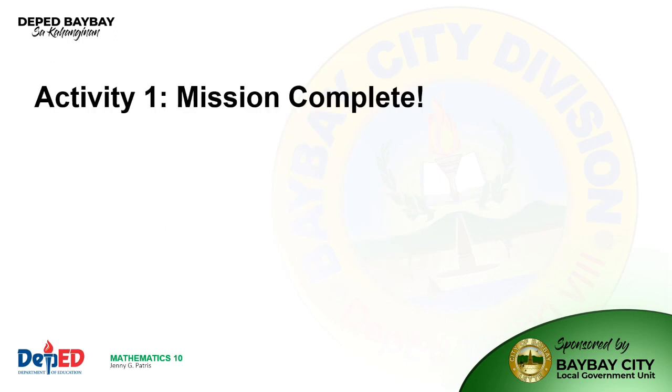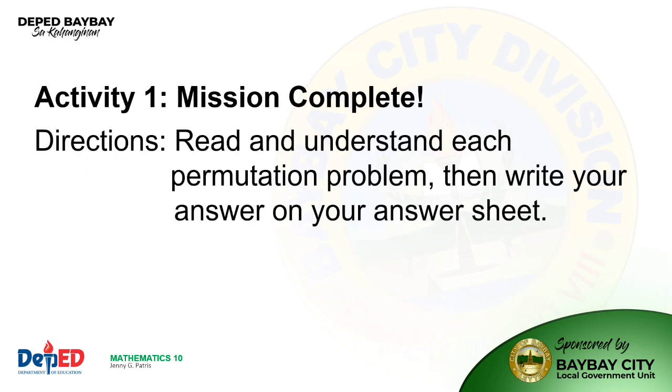This time, try something new on solving problems involving permutations and combinations. So, let us answer Activity 1 entitled Mission Complete and try to see on the screen if you have the same answer. Just follow directions. Read and understand each permutation problem, then write your answer on your answer sheet.